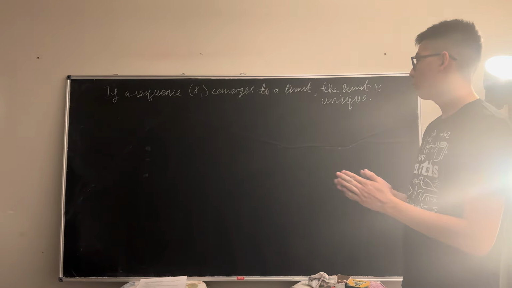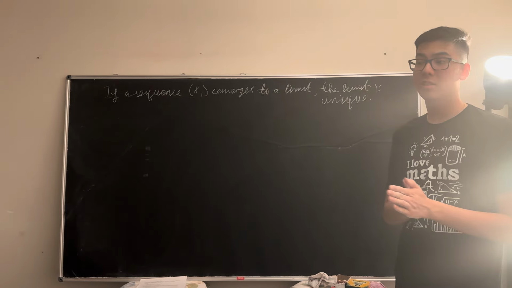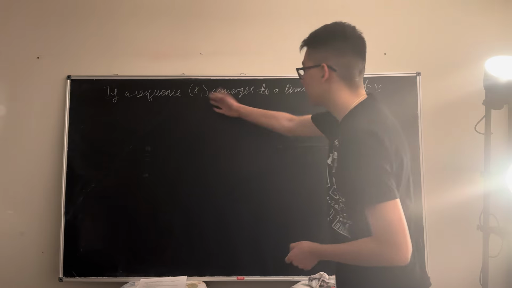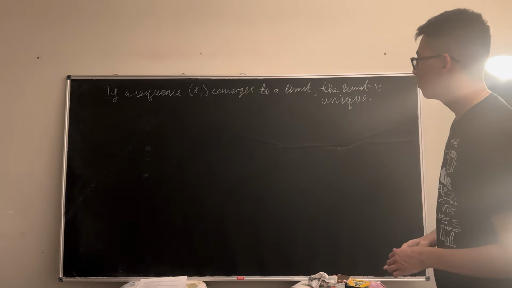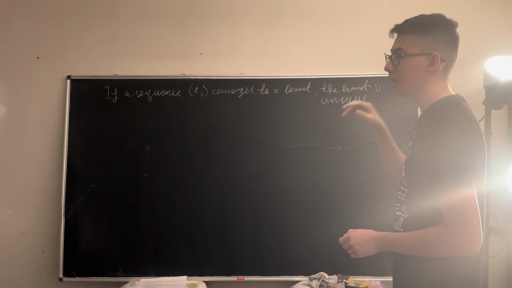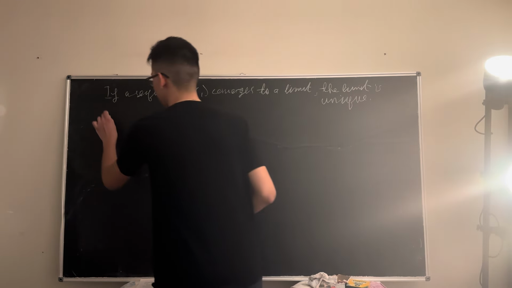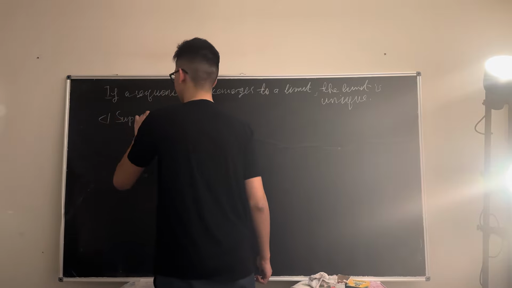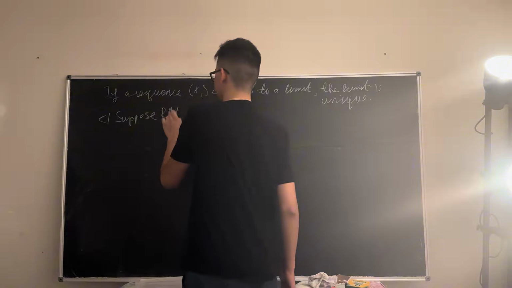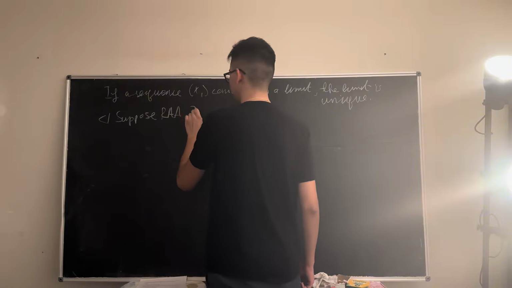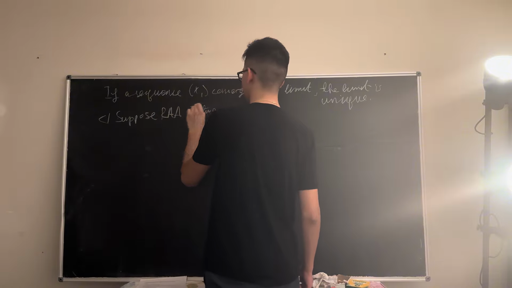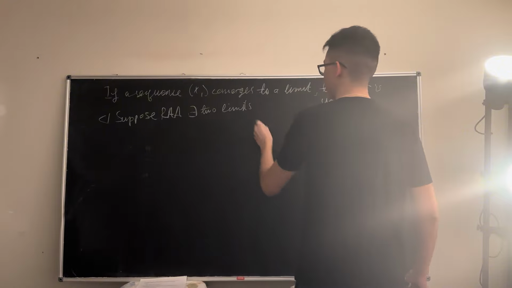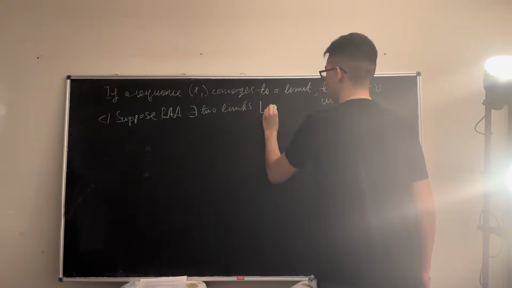So the next important property about Hausdorff spaces is this really important result about sequences. It states that if a sequence xi, obviously in a Hausdorff space, converges to a limit, then the limit is unique. So let's prove this. We suppose, by way of contradiction, that there exist two limits, let's call them L and M.